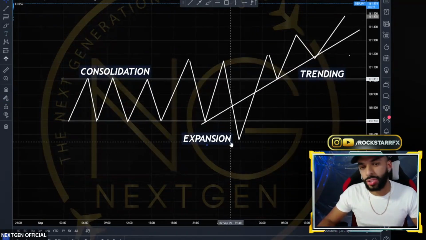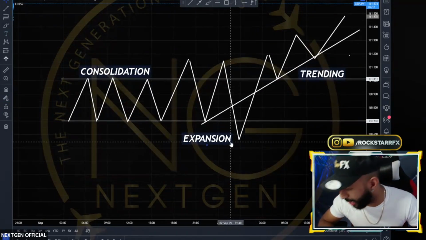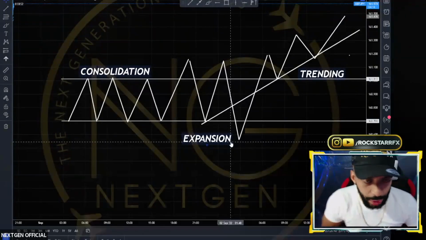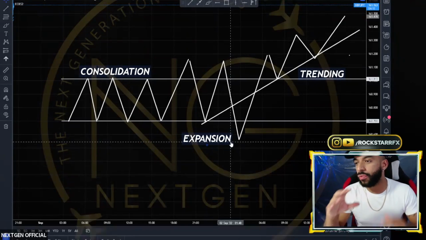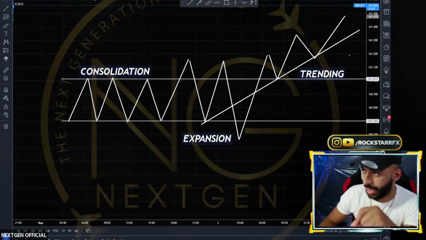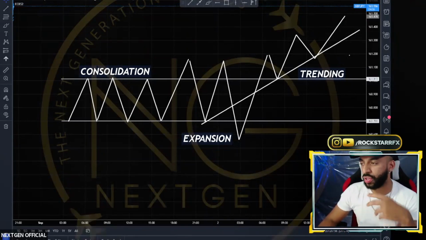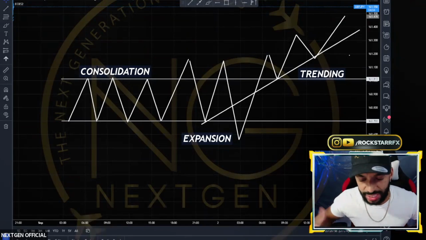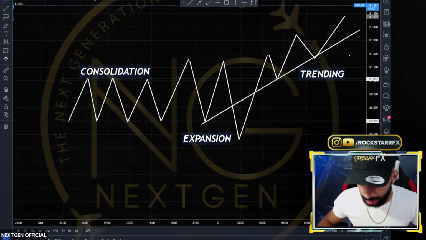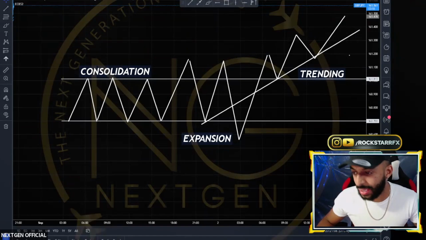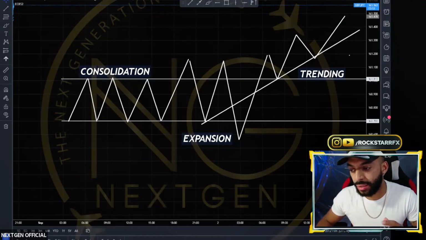All right, boom. So consolidation, expansion, and the trending market. Now, the reason why this is important for you to remember and understand is because when we talk about the three-step setup, guys, what do I always say? The three-step setup is not the end-all be-all. It's the setup. So it's not the everything, it's the setup.